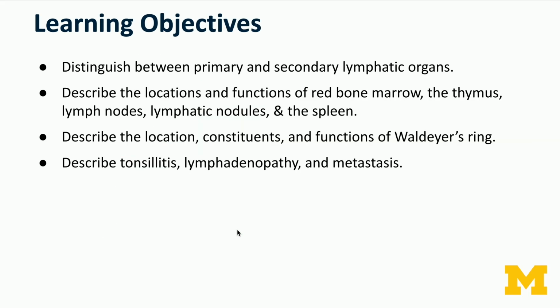So we've discussed the primary and secondary lymphatic organs. We've discussed their locations and functions, the various locations and constituents and functions of Waldeyer's ring. We've discussed tonsillitis, lymphadenopathy, and metastasis. Thank you so much for your time, and I look forward to talking to you in the next video.